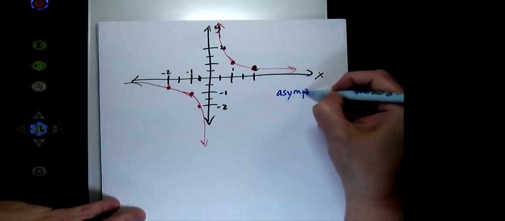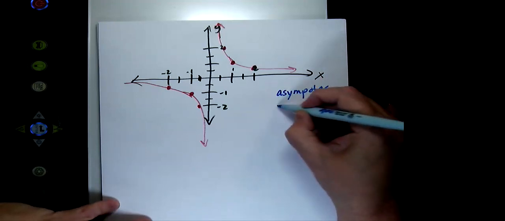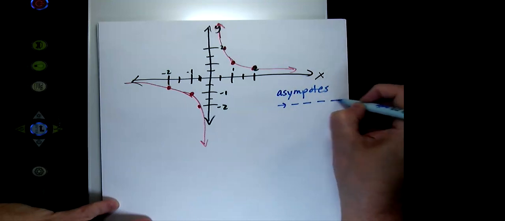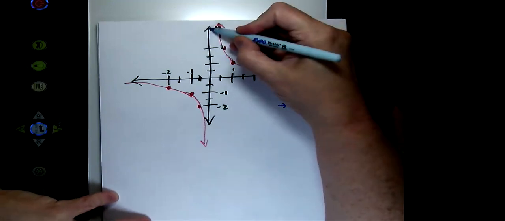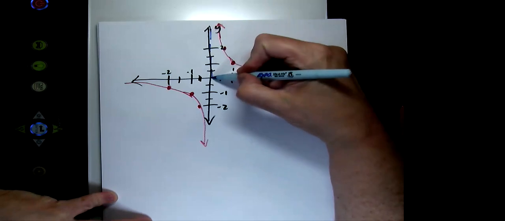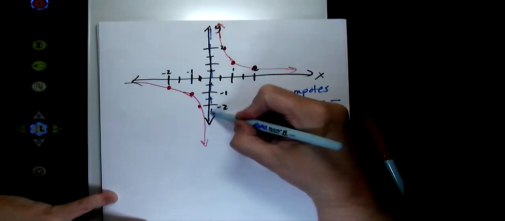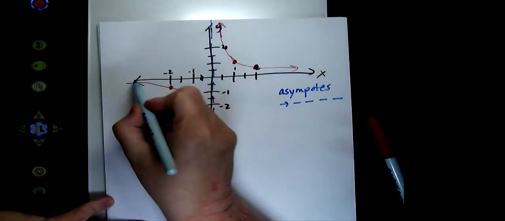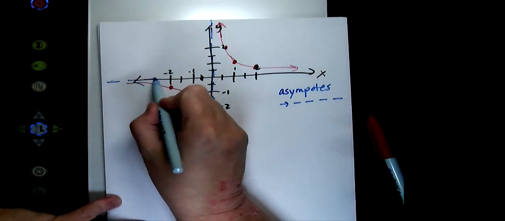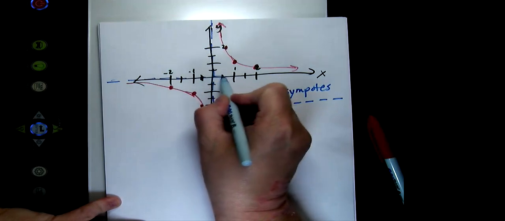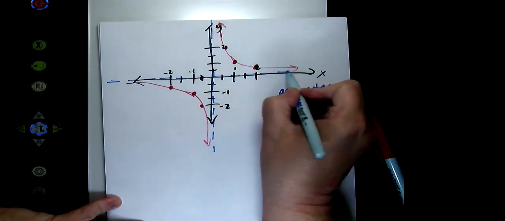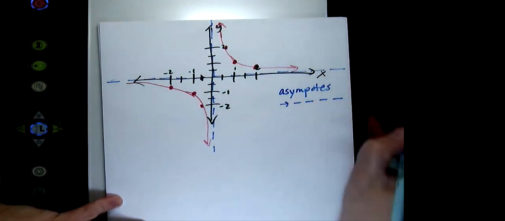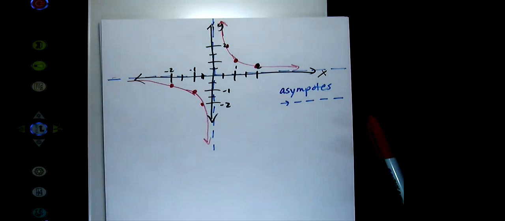Asymptotes, when we draw them, tend to be dotted or dashed lines. It's a little hard to see this. This is a dashed line. The y-axis is an asymptote, and the x-axis is an asymptote. In a second, these asymptotes will move a little bit, and then they're a little easier to see. But they're dashed lines.